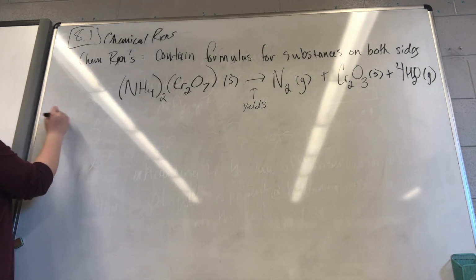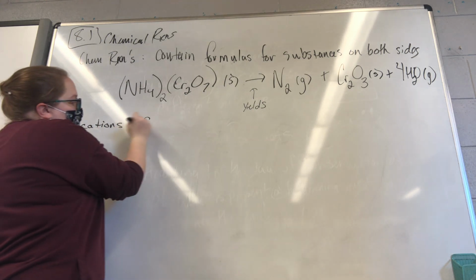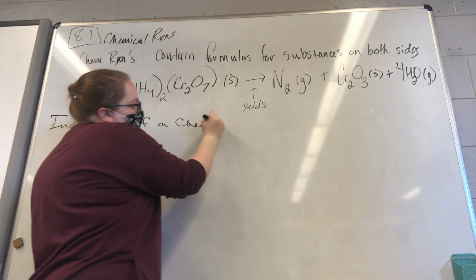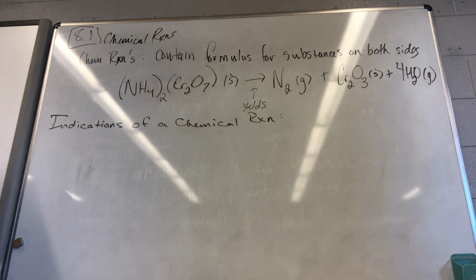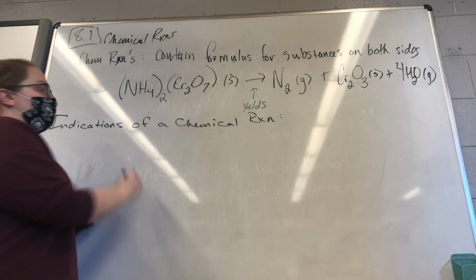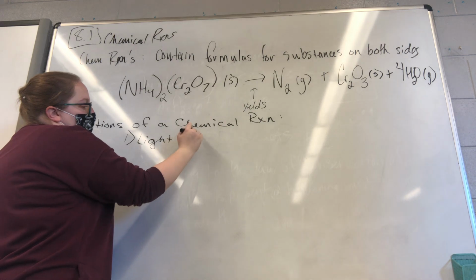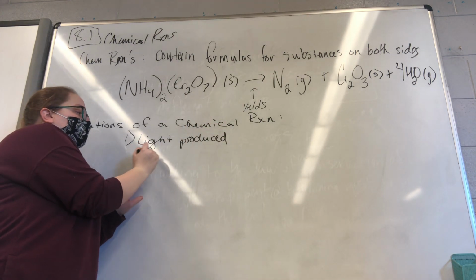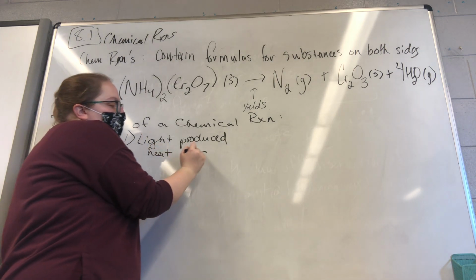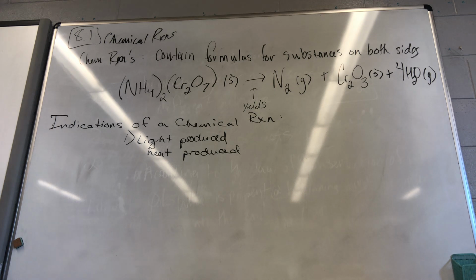From there, we can talk about the indications of a chemical reaction. And you've seen these before. So we're looking for chemical changes, essentially. The first is light being produced. Along the same lines as heat. Those are the same idea. Where there's light, there's heat. Where there's heat, there's light usually.